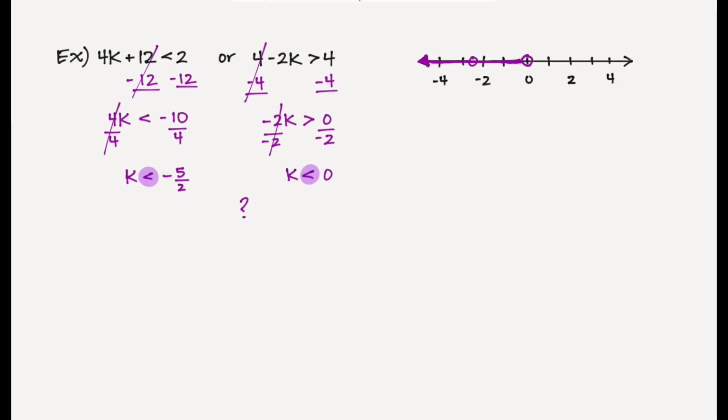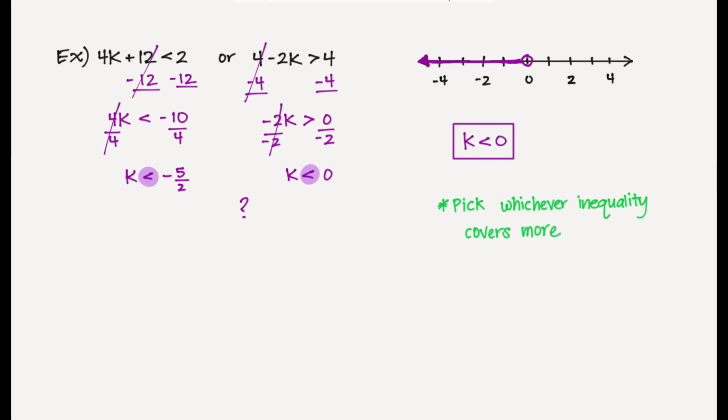So when this happens, we're going to imagine that our first inequality really wasn't there because it's included in the k is less than 0 for what has been shaded. So for this problem, I would say that k is less than 0 is going to be my final solution. And just kind of a tip for yourself is that whenever you see this happening where they're overlapping, just pick whichever inequality is going to cover more solutions on your number line.